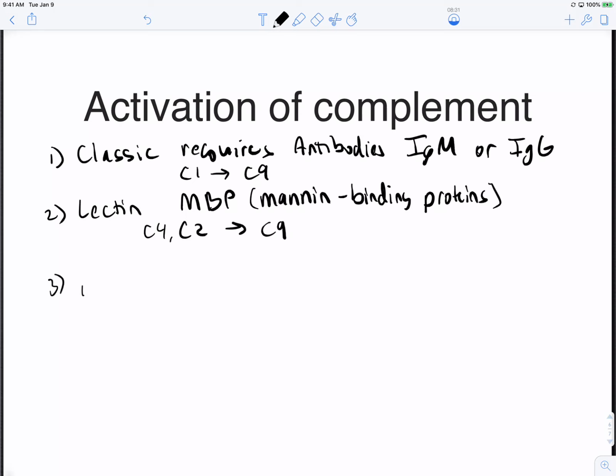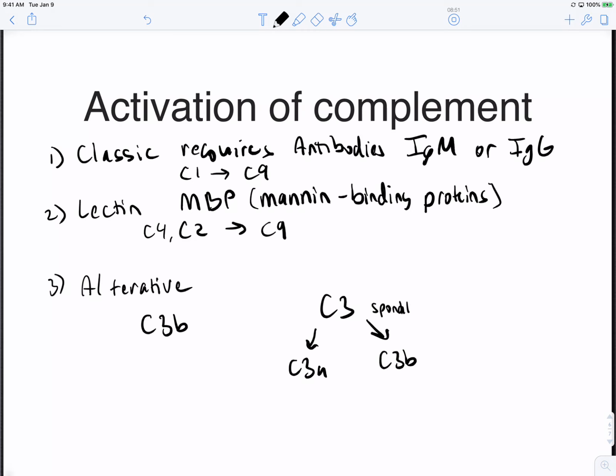And then the third pathway is the alternative pathway. And this is going to start with C3b. It's important to note that C3 can spontaneously become C3a and C3b. The reason for this is in an aqueous environment, these can get cleaved. Now, it's important to have some C3b around just in case you do have a bacterial infection, because then the C3b can start the opsonization process immediately.